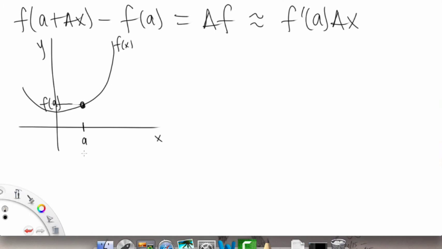Then let's say we go along and change our x by delta x. So now our new point is here, a plus delta x, and if we go up to our graph, it's somewhere up here, and I'll actually extend the graph this way. So then our f of a plus delta x is up there. Let's look at the tangent line, though, at a.